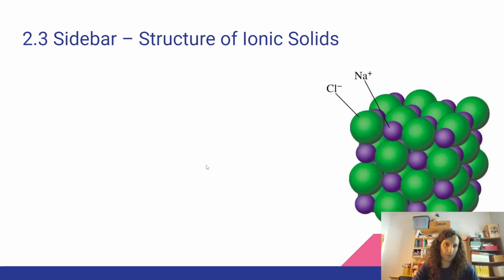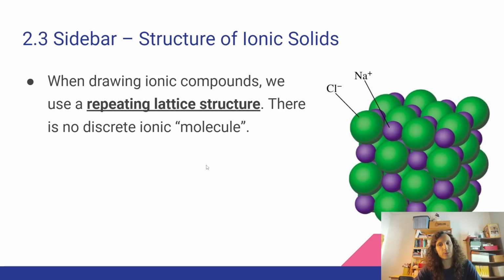So to talk a little bit more about the structure of ionics, we've got this lattice repeating structure. So it's like a grid where we've got anion, cation, anion, cation, and we can see that here. Yeah, there we go. So chloride, sodium, chloride, sodium.